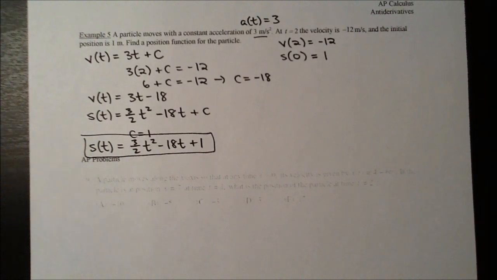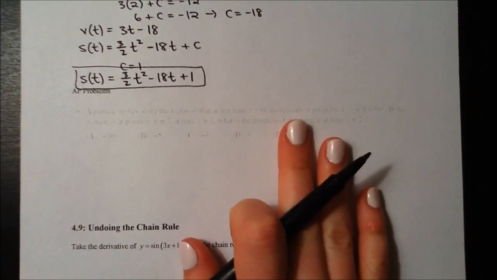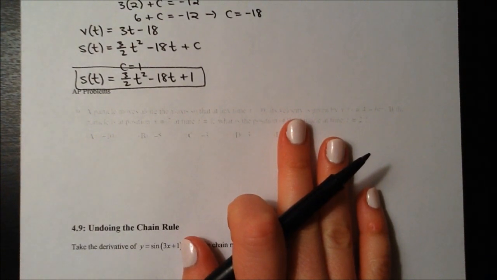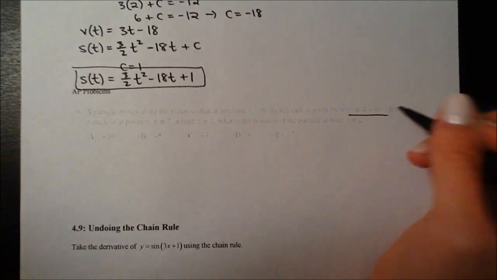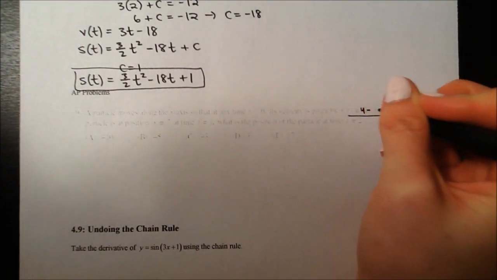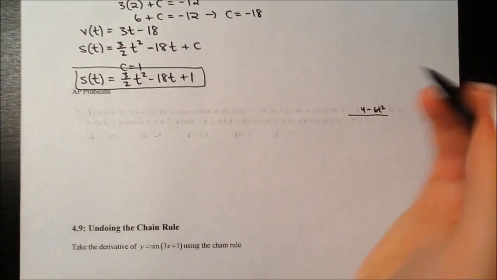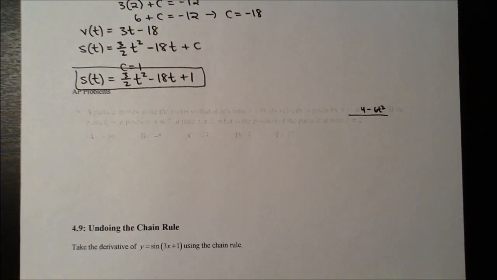All right, now this AP problem, it should be clear on your page at least, so I'm just going to read it off of my original copy. So a particle moves along the x-axis at any positive time, t is greater than 0. Its velocity is given by this very blurry function right here. It is 4 minus 6t squared, so that I can actually see that. If the particle is at position x equals 7 at time t equals 1, so we can set that up as an initial position.